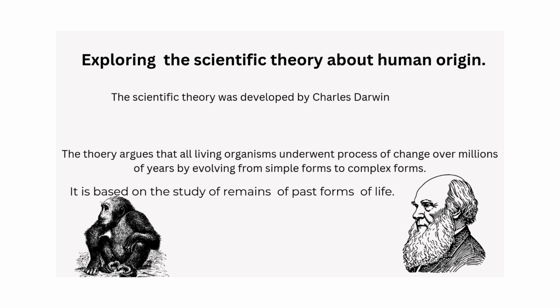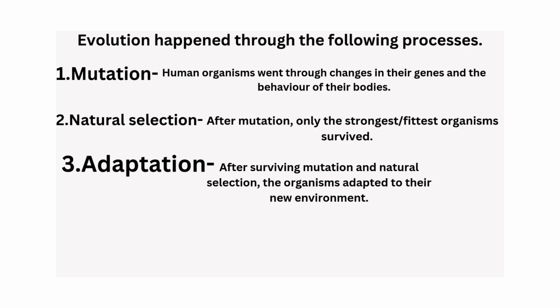Now, evolution happened through the following processes. If someone asks you to name 3 processes through which evolution happened, you will say the first process is known as mutation, the second process is known as natural selection, then the third process is known as adaptation. Now I want us to go to the first process, which is called mutation. What is it? Human organisms went through changes in their genes and the behavior of their bodies.